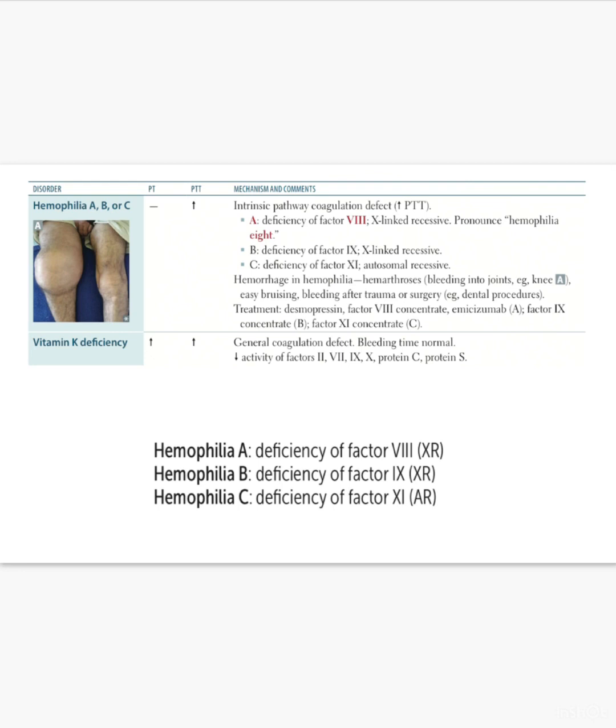The important thing is hemophilia B, which is known as the Christmas disease. That is due to factor 9 deficiency. Basically we have three types of hemophilia: A, B and C. A is due to deficiency of factor 8, B is due to factor 9 and C is due to factor 11. Both A and B are X-linked recessive and C is autosomal recessive. So remember, C is autosomal recessive and the other two are X-linked recessive.